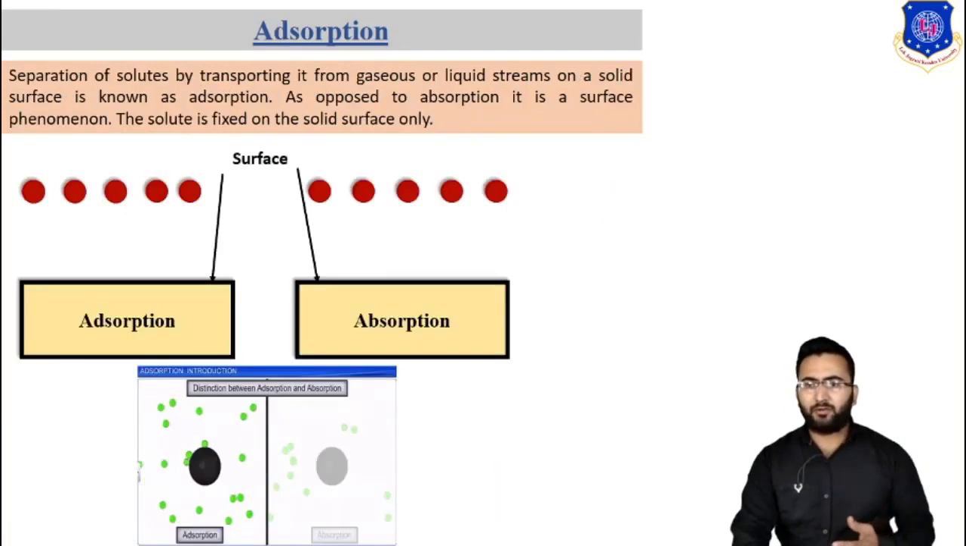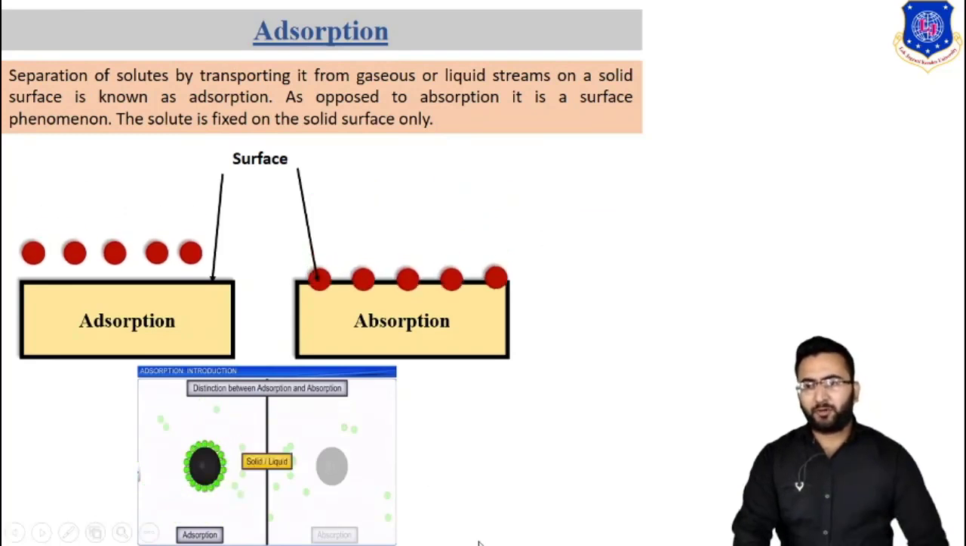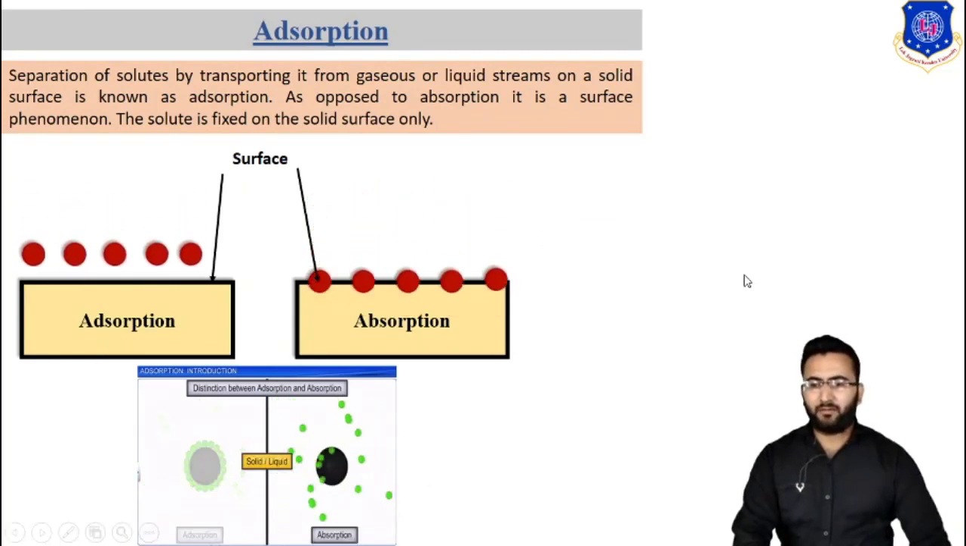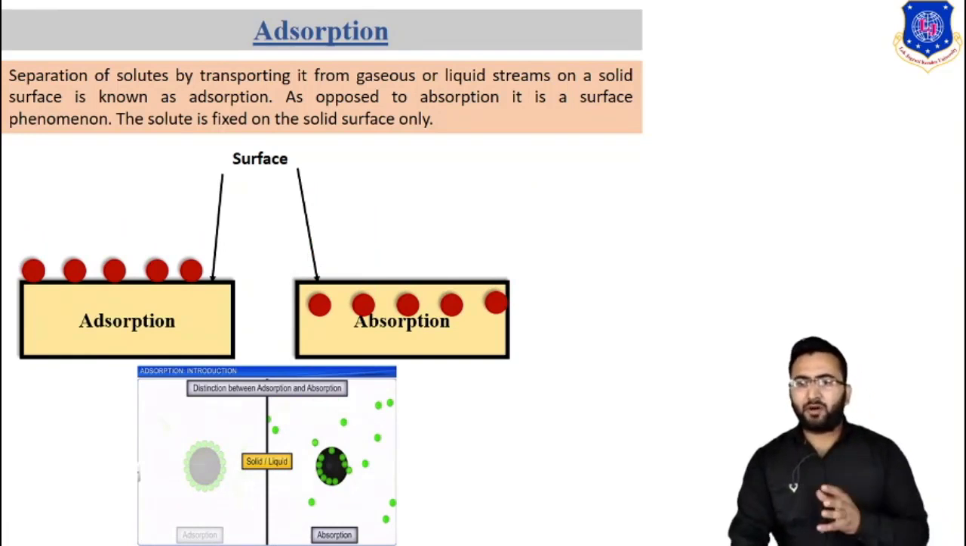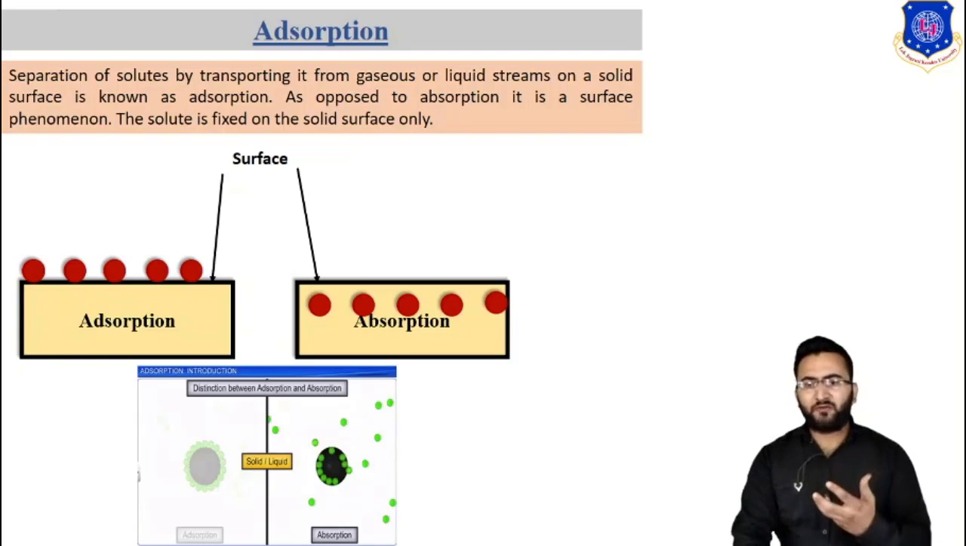Now let's talk about adsorption. Adsorption is a surface phenomenon whereas absorption is a bulk phenomenon. In adsorption, separation of a solute by transporting it from a gaseous or liquid stream onto a solid surface is known as adsorption. As opposed to absorption, adsorption is a surface phenomenon; the solute is fixed on the solid surface only.